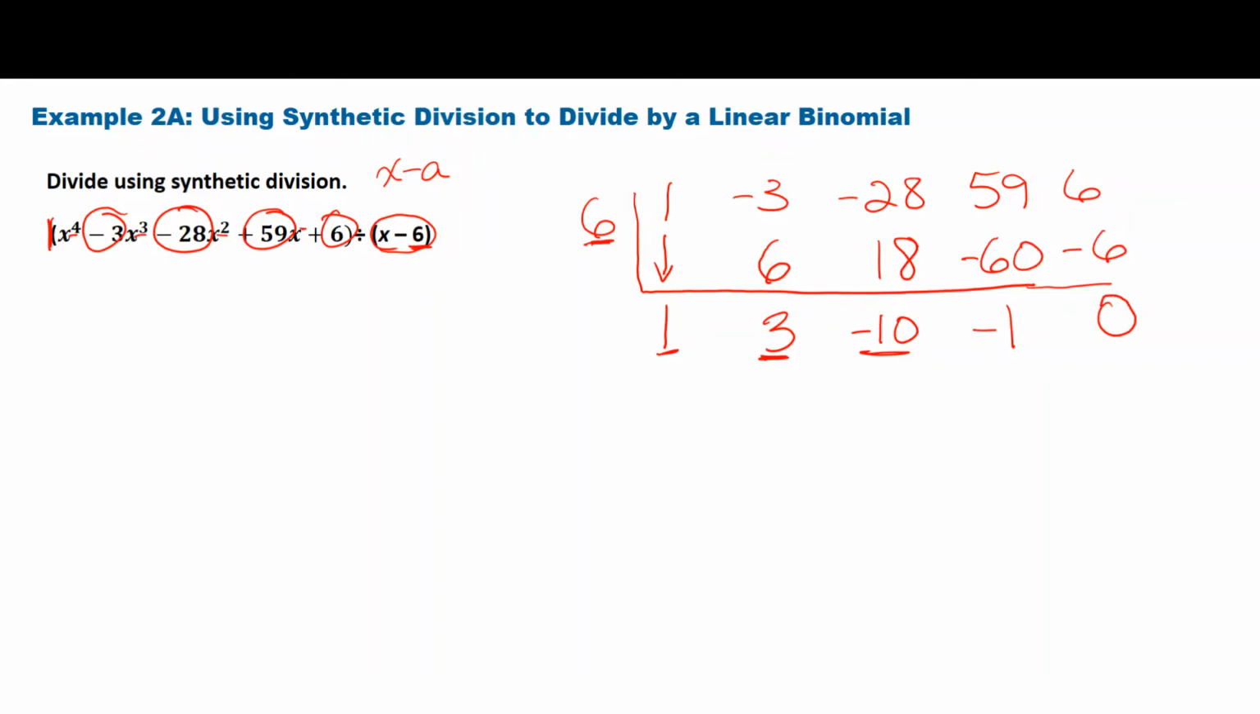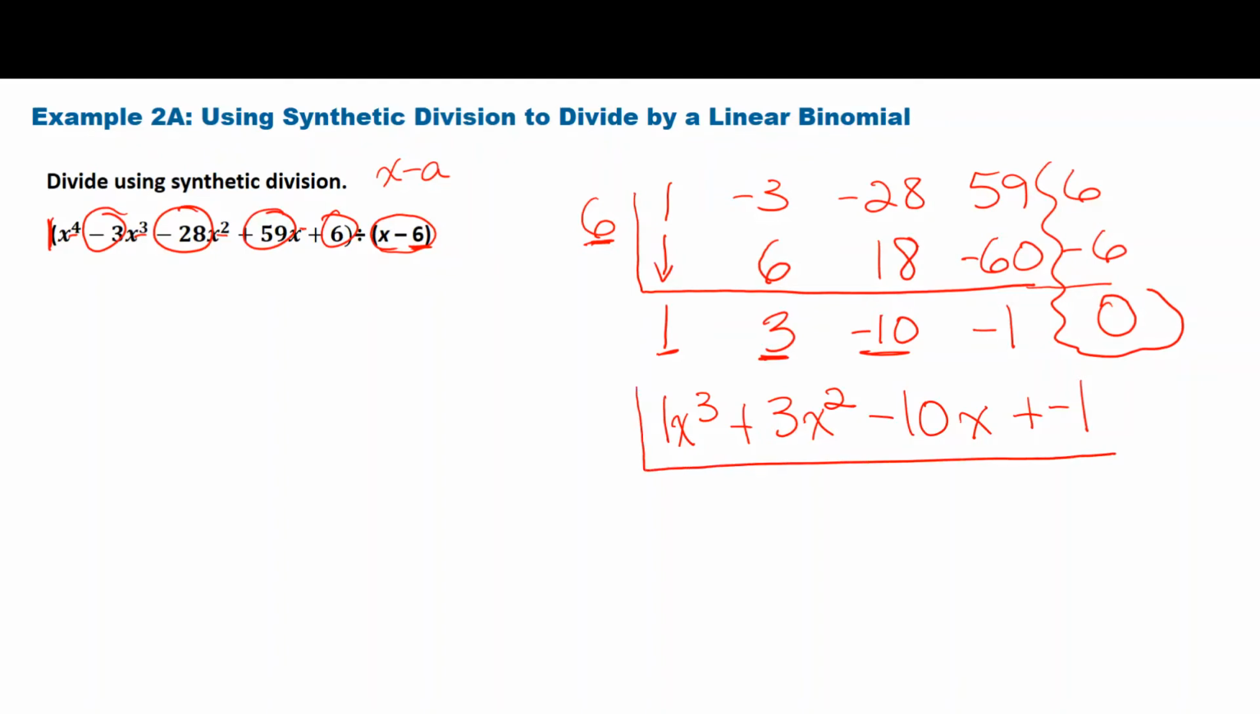All right, so next what I want to do is go back and fill in my variables. Now my highest variable in the dividend was x to the fourth. So I'm actually not going to do x to the fourth, I'm going to have x to the third. So I'm going to start out with 1 x to the third plus 3x squared minus 10x plus a negative 1. Now notice here I have a 0. That's where my remainder would be, and I don't have a remainder in this problem. So I can just say that my final answer is this right here.